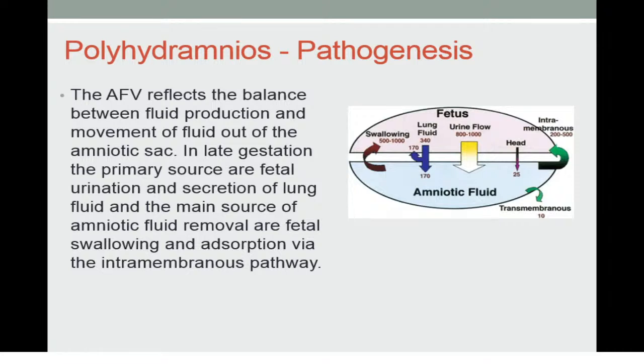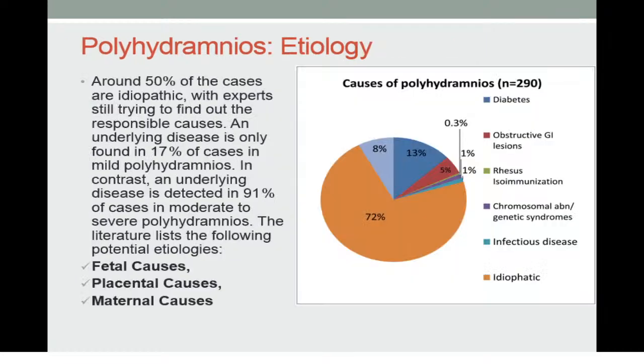Pathogenesis. Pay attention to the picture which is presented here and try to understand. The amniotic fluid volume reflects the balance between fluid production and movement of fluid out of the amniotic sac. In late gestation, the primary sources are fetal urination and secretion of lung fluid, as we already said, and the main routes of amniotic fluid removal are fetal swallowing and absorption via the intramembranous pathway.